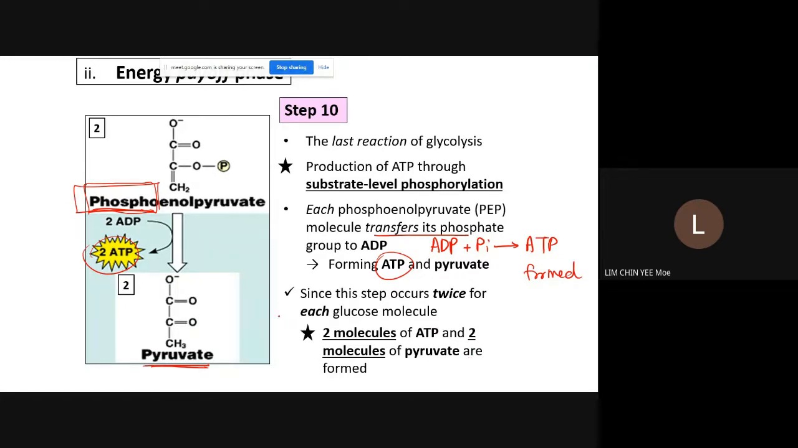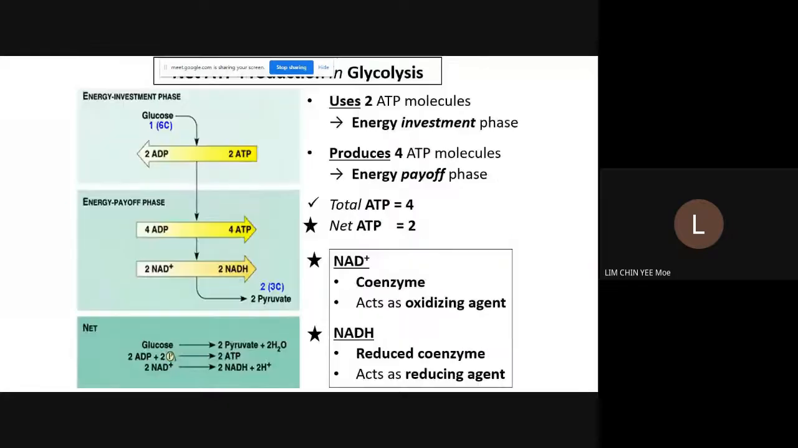Since this step occurs twice, I should write 4 molecules, bukan 2. 4 molecules of, oh, this step, betul lah. So this step occurs twice, so I add the 2 molecules of ATP. Sebab I add the 2 G3P. So 2 molecules of ATP, I get 2 molecules of pyruvate too. And that's how, at the end of it, uses 2 ATP semasa energy investment phase. Semasa energy payoff, dia produces 4 ATP.